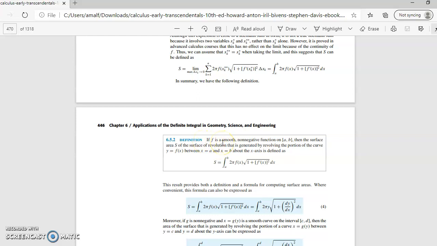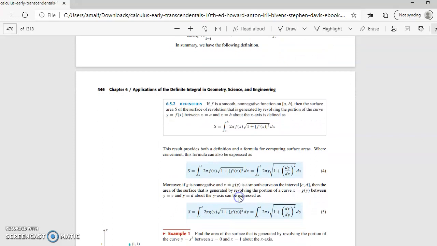So if f is a smooth non-negative function on the closed interval [a, b], then the surface area S of revolution generated by revolving the portion of the curve y equal to f of x in the interval a to b about the x-axis is the integral from a to b of 2 pi f of x into root of 1 plus f dash of x whole square dx.